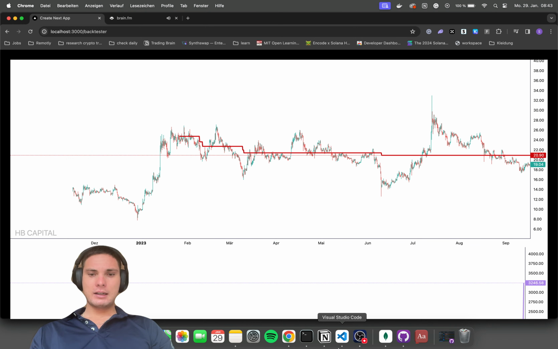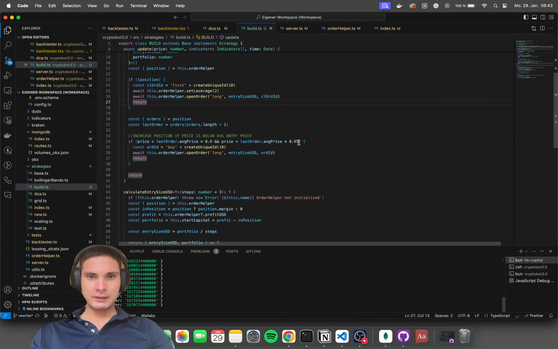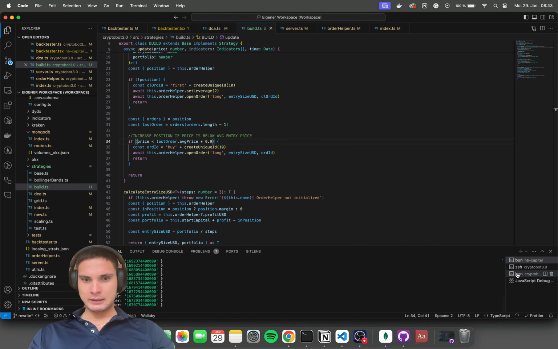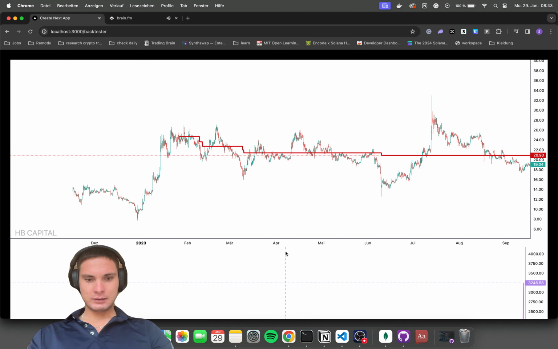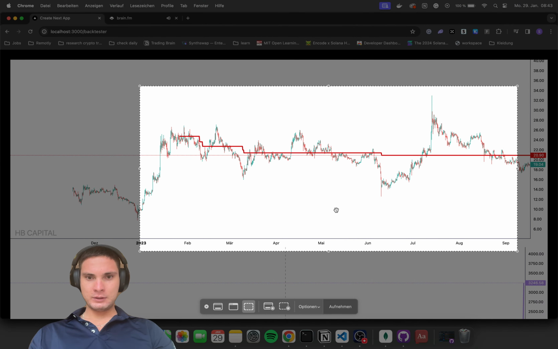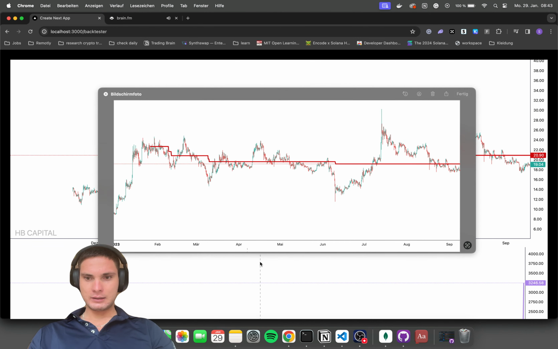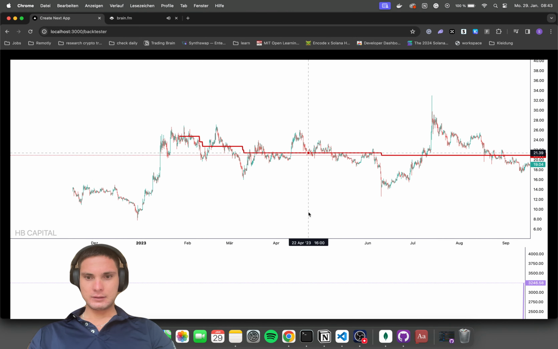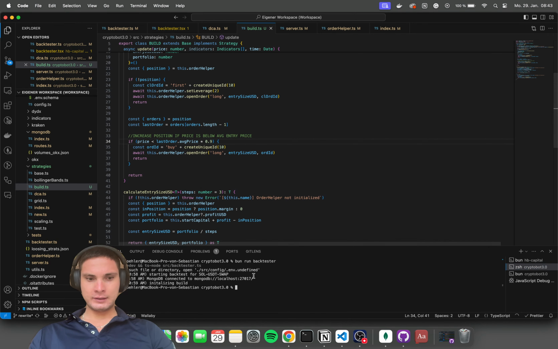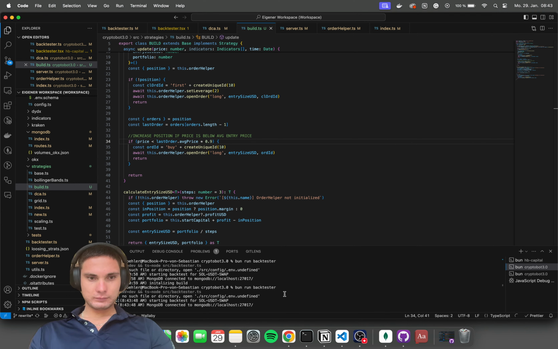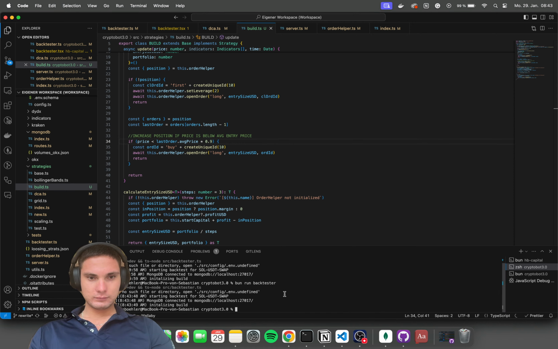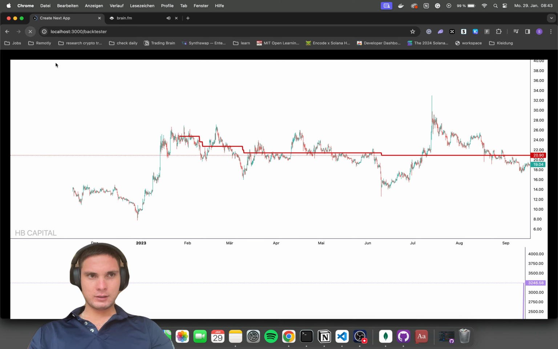Let's actually, okay, let's remove this condition again, and I want to save this really quick, and okay, yeah, and now I want to run it again without the second condition. And now we should see both in here.